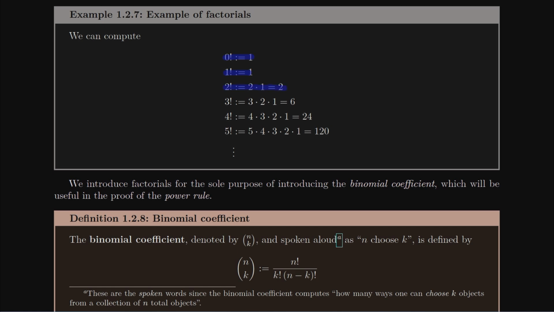2 factorial is equal to 2 times 1. 3 factorial is 3 times 2 times 1, which happens to be 6. 4 factorial, 4 times 3 times 2 times 1, happens to be 24. 5 factorial, 5 times 4 times 3 times 2 times 1, happens to be 120. And like I said before, you can think about it like this: each case to the next is a multiplication by 2, and then a multiplication by 3, a multiplication by 4, a multiplication by 5, and so on.